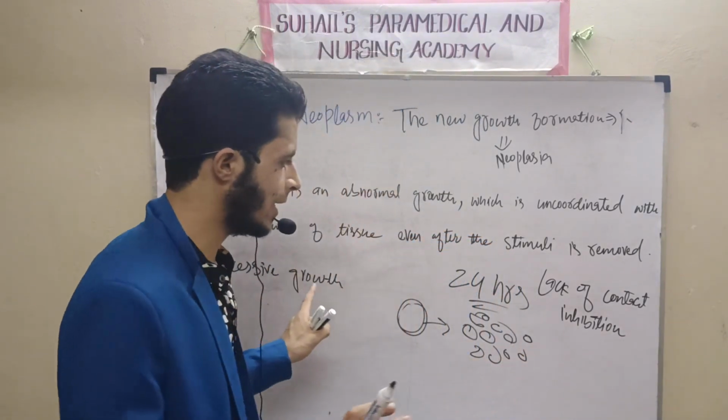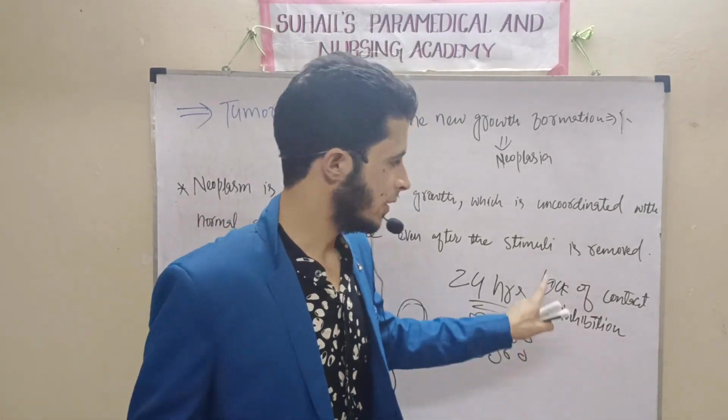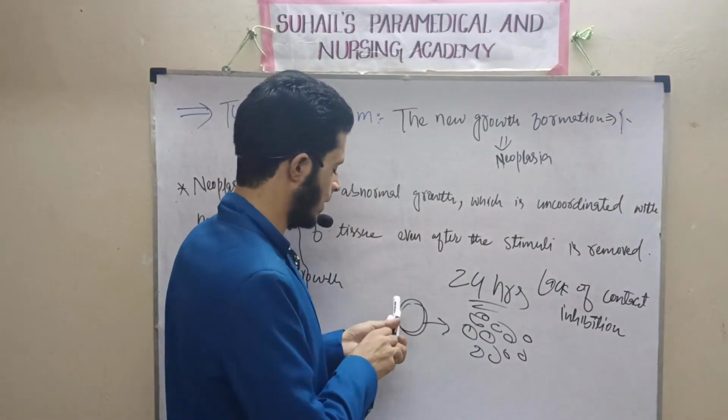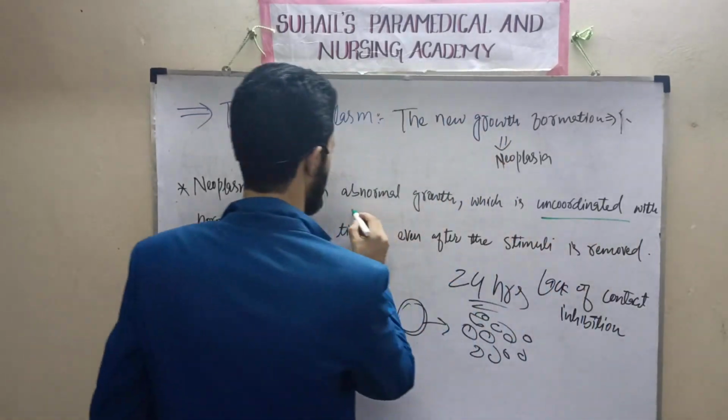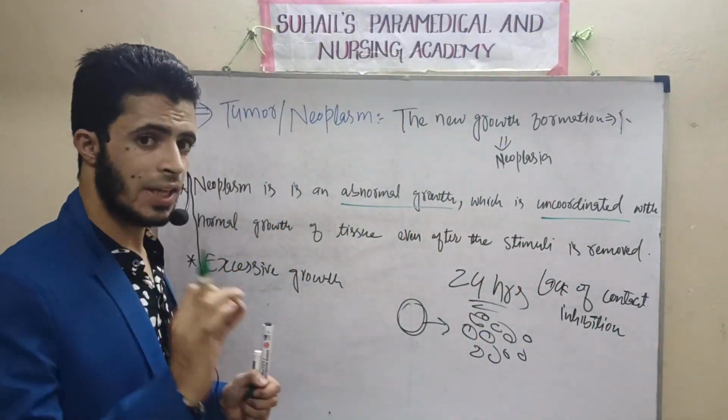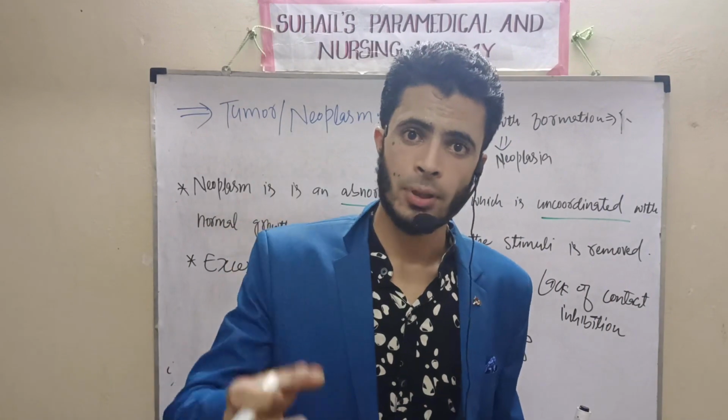But I will not go to that side. I will say these cells divide uncontrollably. So there is uncontrolled division, and this is the abnormal growth. There is very high hyperplasia and hypertrophy.